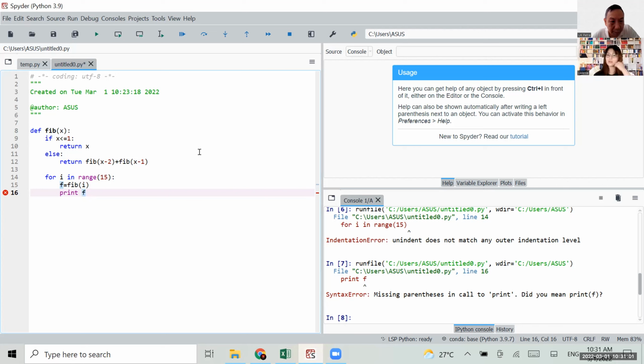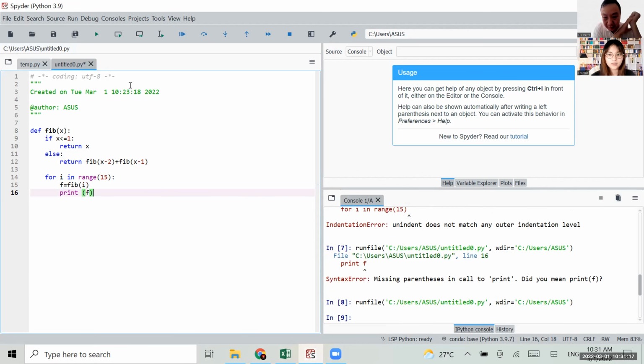Okay. For print, you need to use parentheses. Python 3 needs parentheses. Python 2 needs no parentheses. Okay, you can print. Does it work?